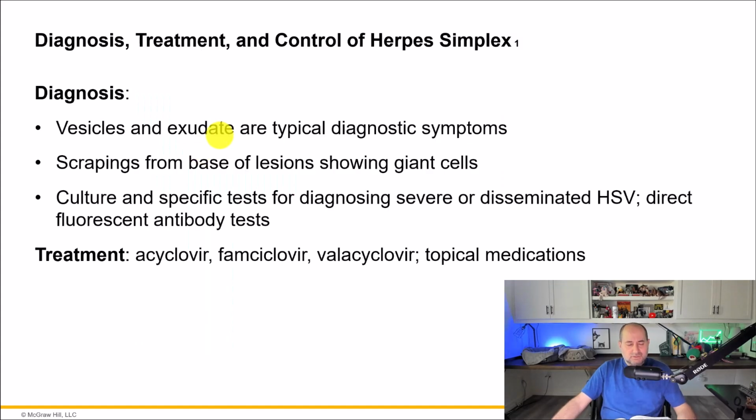So how do we diagnose herpes simplex virus? Vesicles and exudate are typical diagnostic symptoms. You could visibly see them. And remember, exudate is fluid that leaks out of blood vessels, usually during inflammation. We can take scrapings from the base of lesions to show giant cells. The giant cells are indicative of a viral infection with herpes simplex 1 and 2. We can do other specific tests as well using fluorescent antibodies.